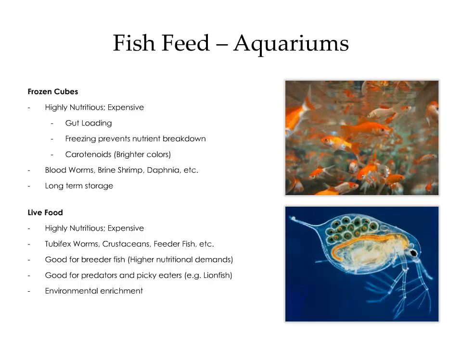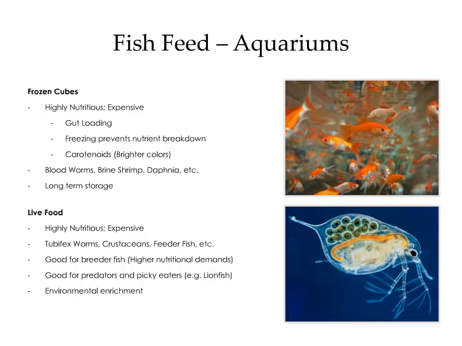Frozen foods can also be stored for an extended period of time. Freezing also prevents nutrient breakdown. Frozen foods also tend to be high in carotenoids, which brighten the fish's colors. Examples of frozen foods include bloodworms, brine shrimp, and daphnia, which is pictured on the bottom right.